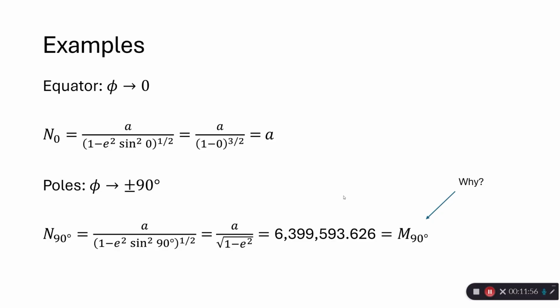I think it's also well worth thinking about why the radius of curvature in the meridian is equal to the radius of curvature in the prime vertical at the poles. I'm going to leave that as an interesting thought experiment for you to ponder yourself. Why are those the same?